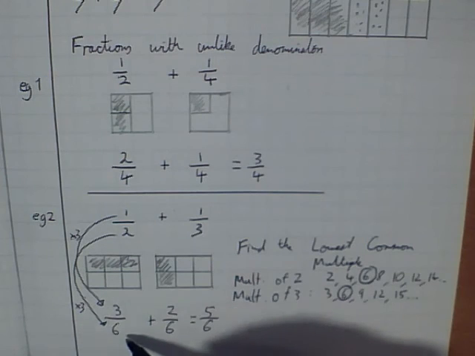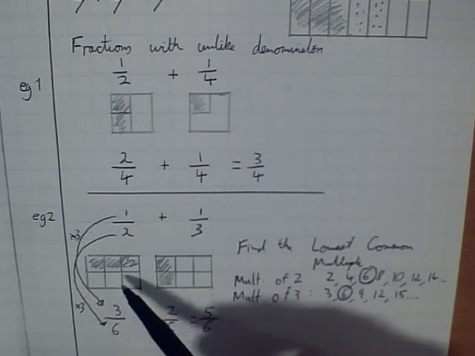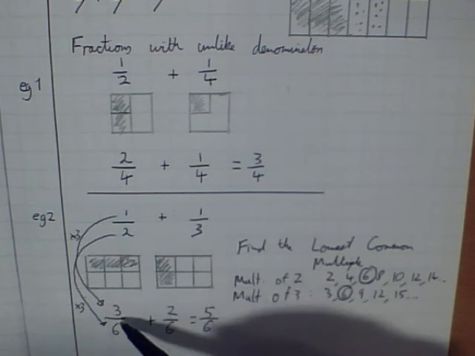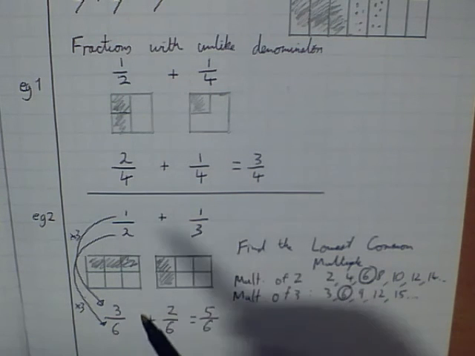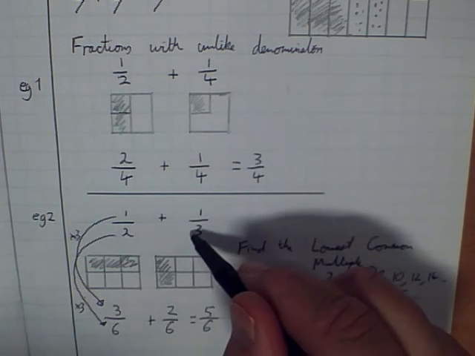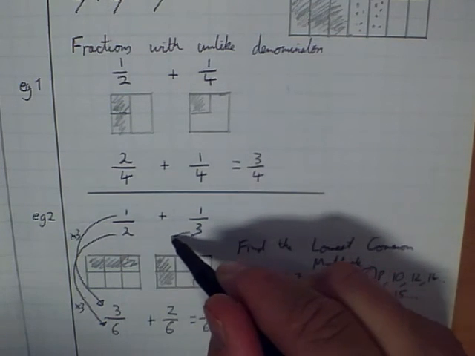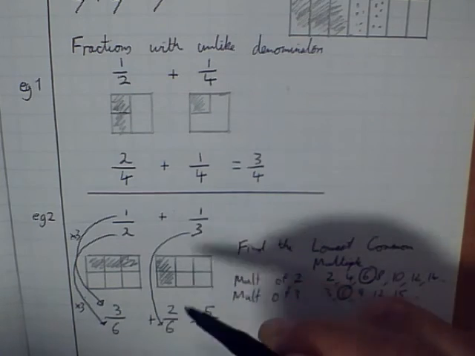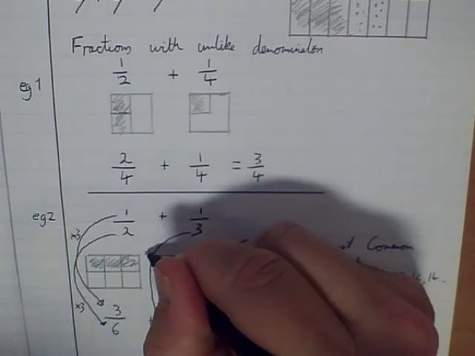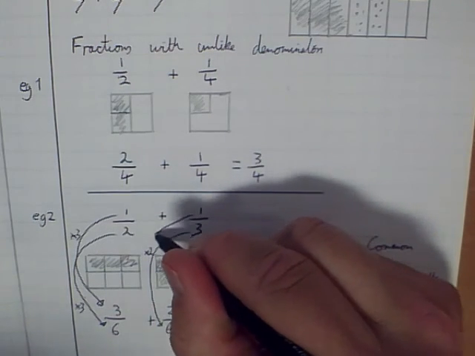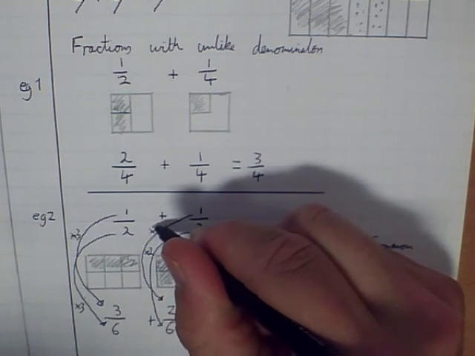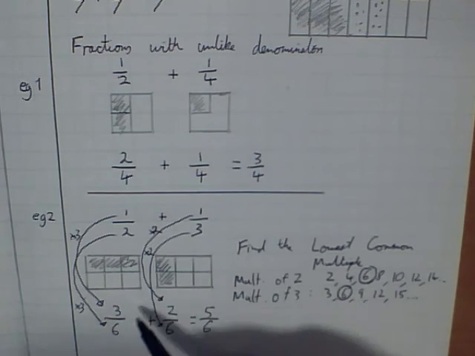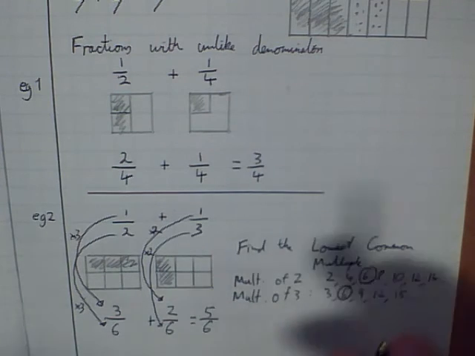So the same thing applies here, except what did I times 3 by to get to 6? I times it by 2. So what have I got to times the top by? To keep the fraction equivalent, I have to times it by 2. So that helps me work out this equivalent fraction. So once I've found the lowest common multiple, I find my equivalent fractions, and then I can add them, and just the numerator to find my answer.